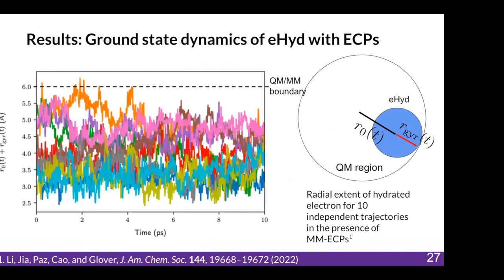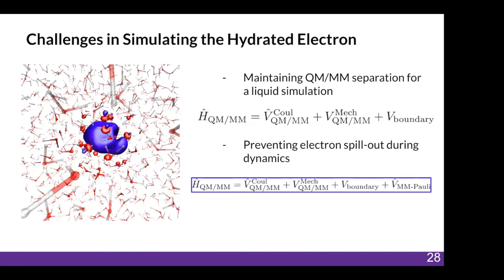And furthermore, you can see the effect of ECPs based on these results from ground state dynamics of the hydrated electron. The QM/MM boundary for a system with 32 QM waters is around the 6 angstrom mark relative to the distance of the hydrated electron centroid, plus its radius of gyration. Over 10 independent trajectories, we see that those ECPs keep the hydrated electron nicely localized in the QM region. So we have confidence in the ECP technology in preventing electron spillout over the course of dynamics.